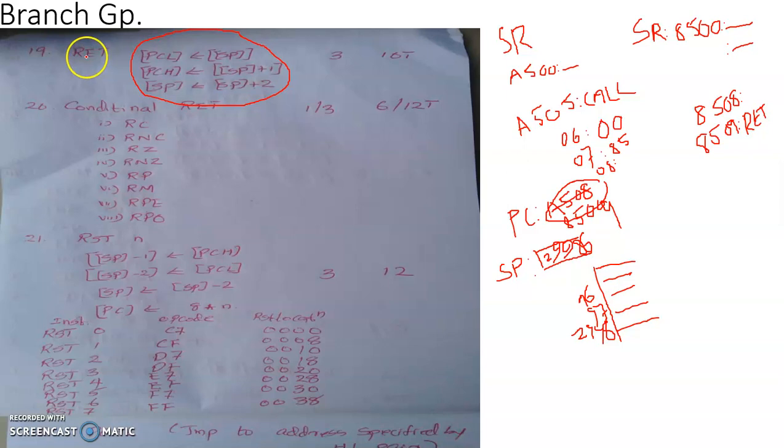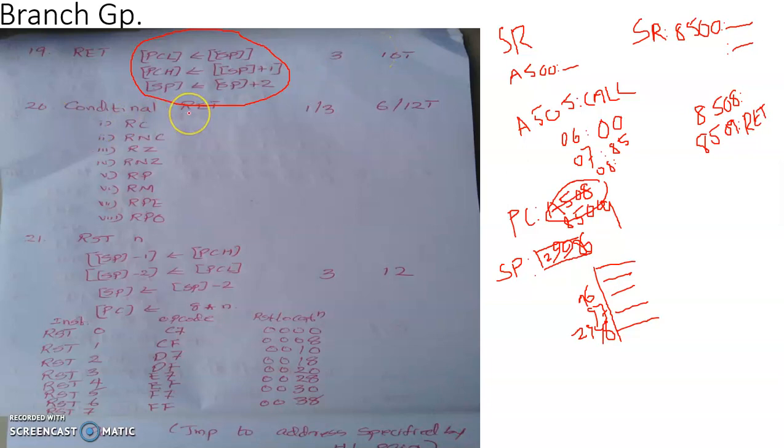So the machine cycles will be opcode fetch for fetching the return opcode, and two memory read operations for reading 2 consecutive stack memory locations. Overall, the time requirement will be opcode fetch 4 T states plus memory read 3 T states plus another memory read 3 T states, making a total of 10 T states.